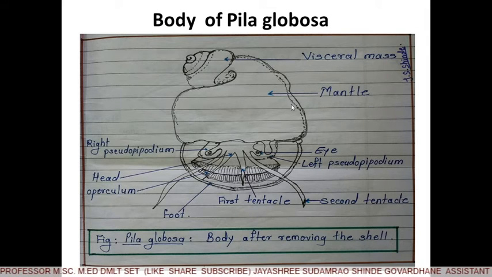The body does not remain free in the shell. It is firmly connected with the shell by a strong columellar muscle. The columellar muscle arises from the foot and is inserted to the columella. This muscle causes the withdrawal of the body into the last whorl of the shell and also prevents the body from extending out of the shell beyond a certain limit.